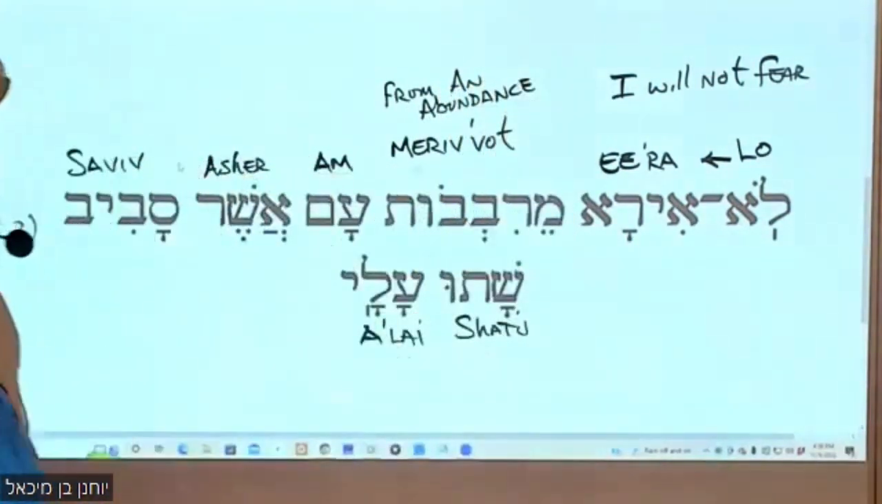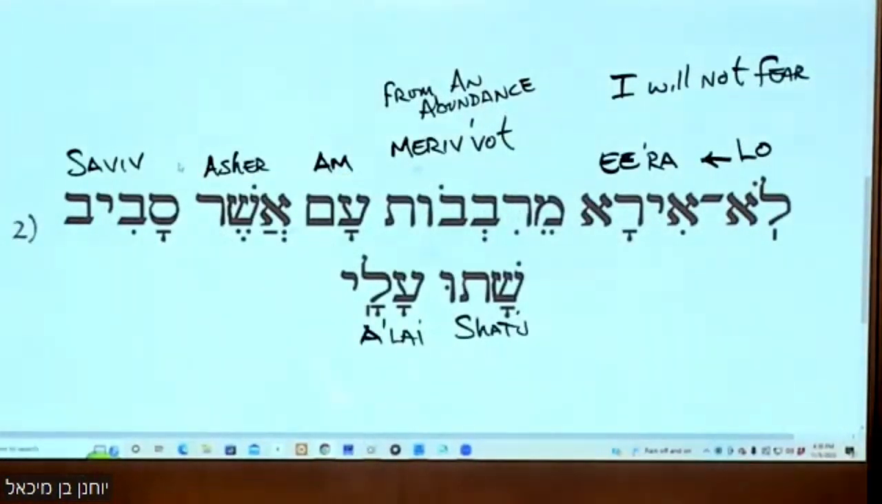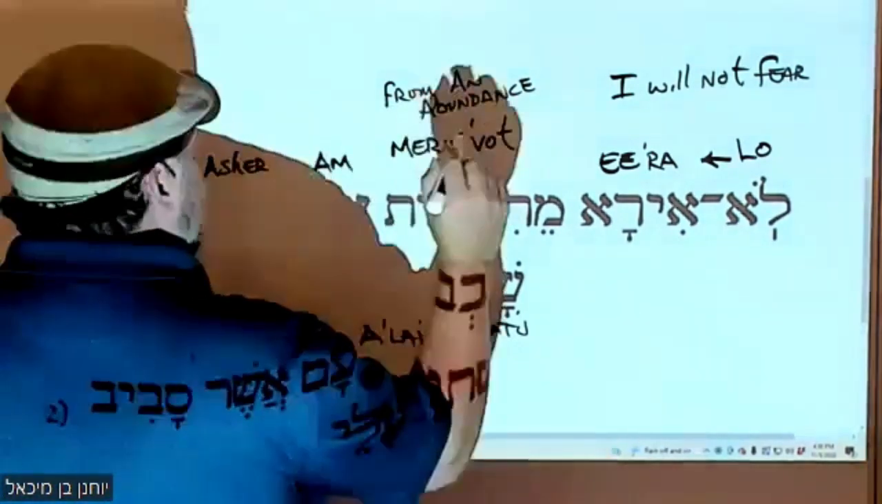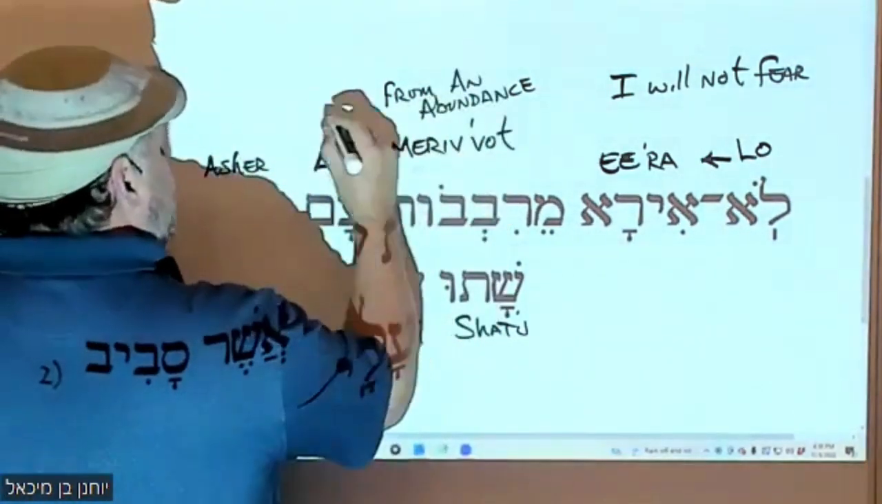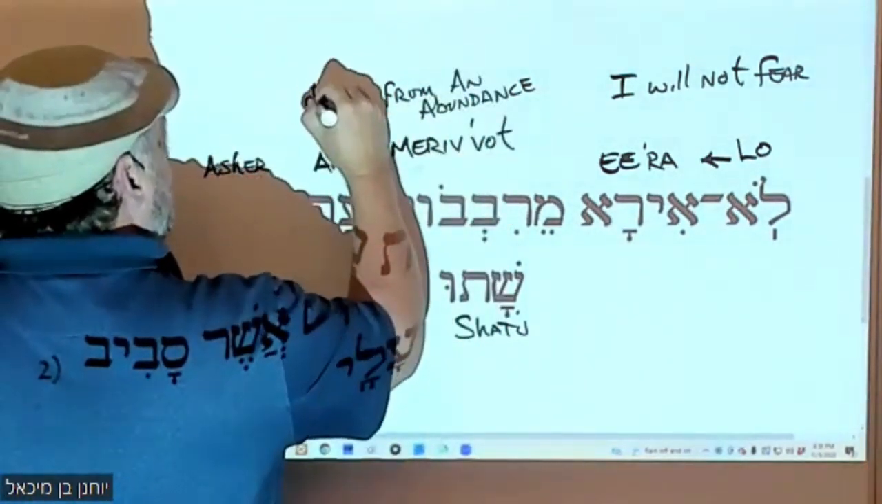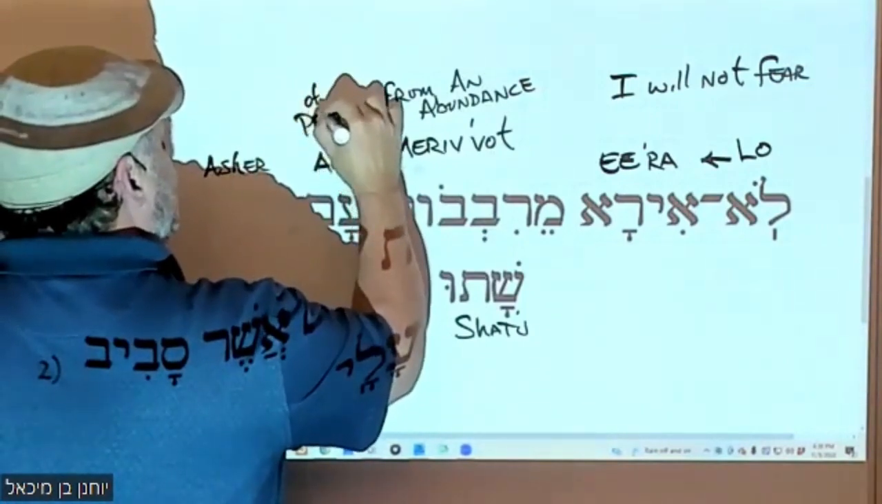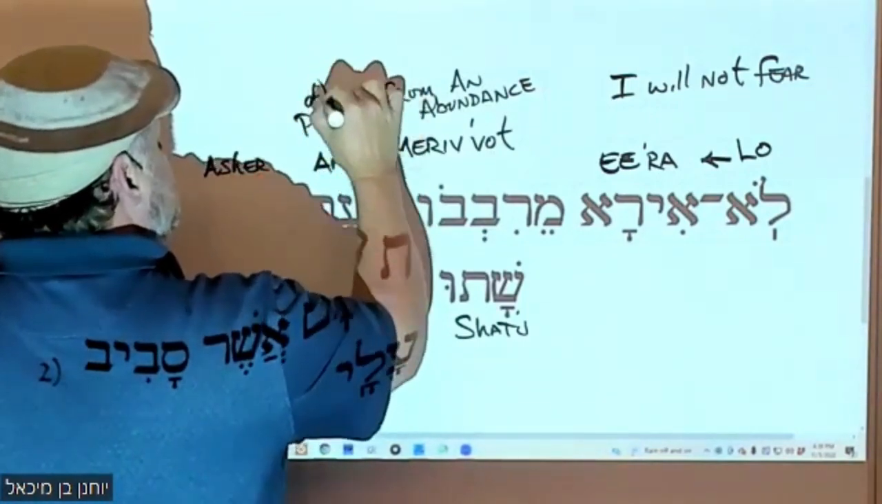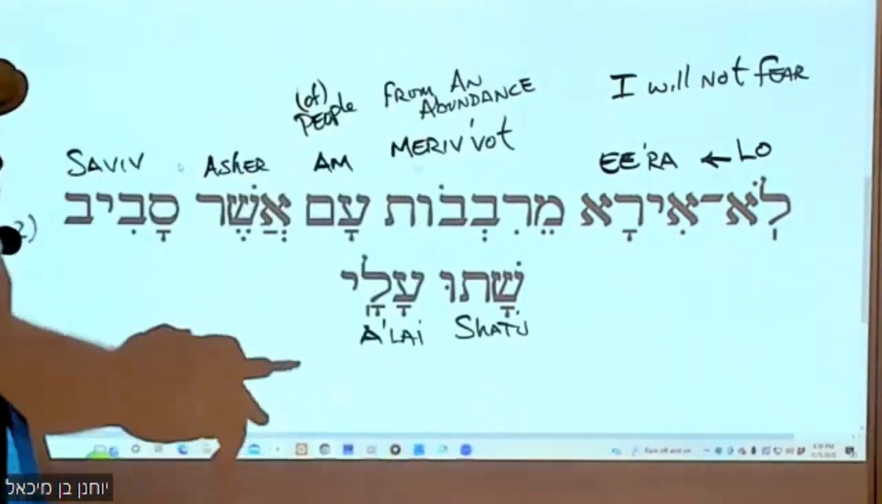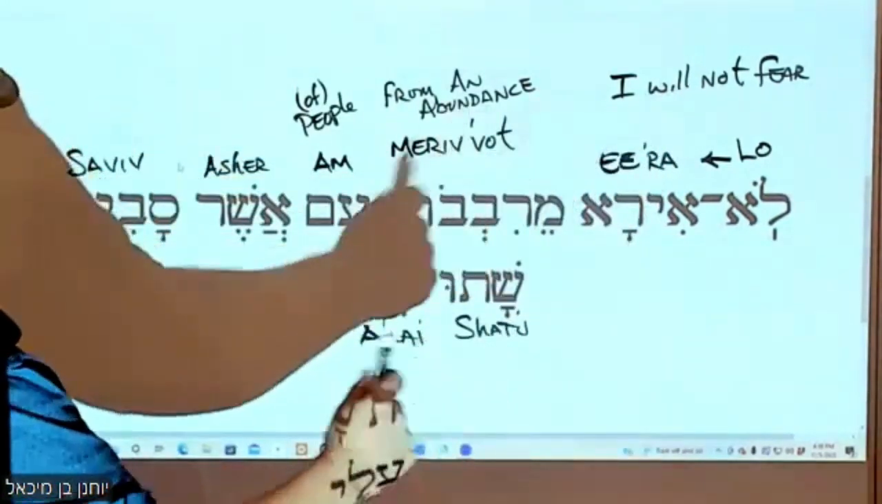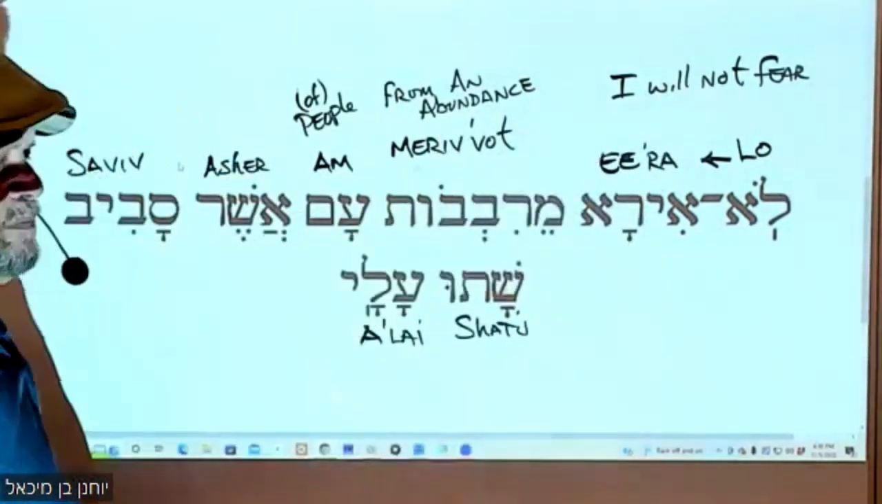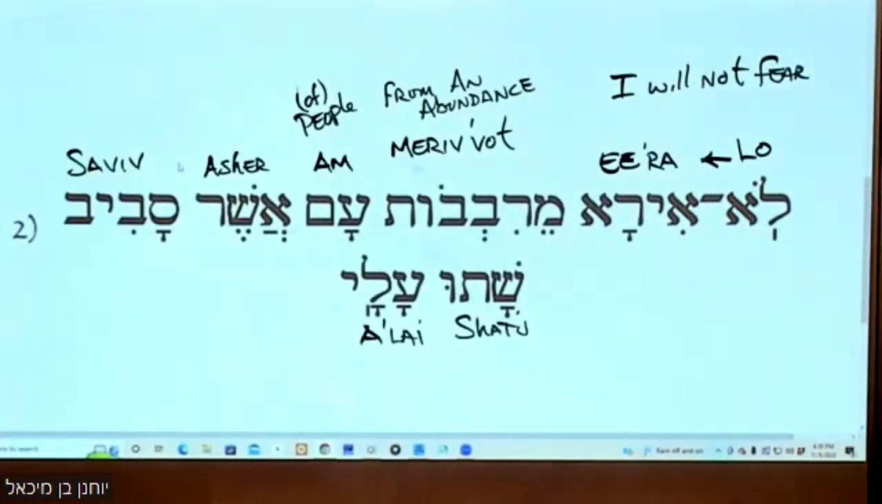So he's not going to be afraid of an abundance of what? Am means people. I will not fear from an abundance of people. All right? So I'm not going to be afraid of a bunch of people. Paraphrased, of course, dumbed down considerably.